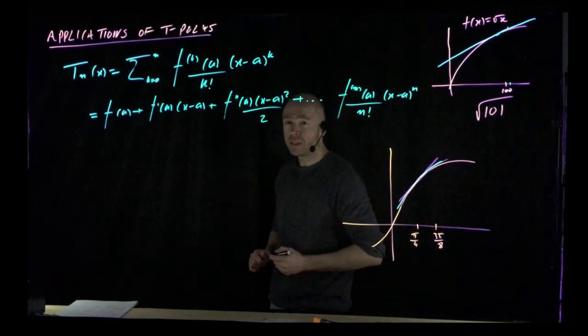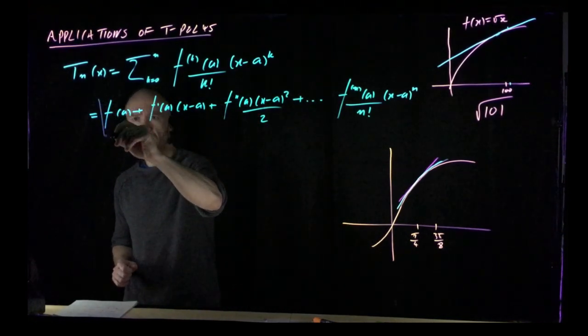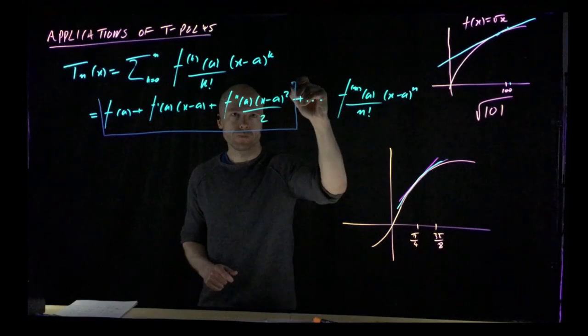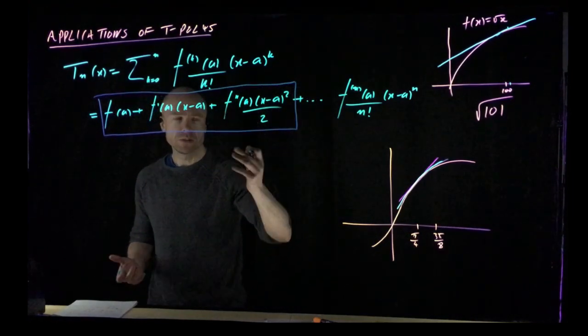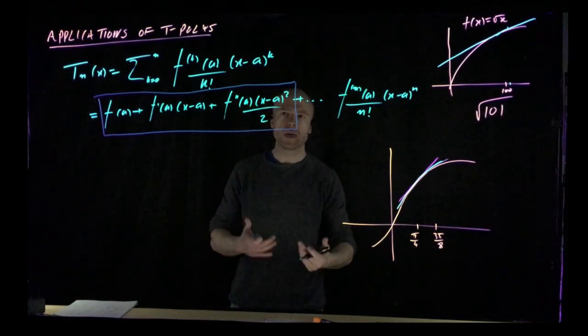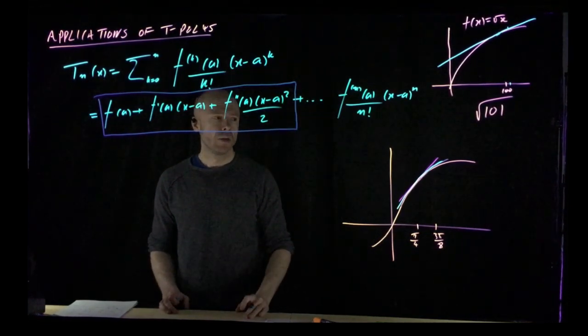And the advantage of this is that all these things are calculable. So if we just took T2, these coefficients here are just numbers. They're just numbers. We can calculate them, and we can calculate all of these things because they're numbers too, right?